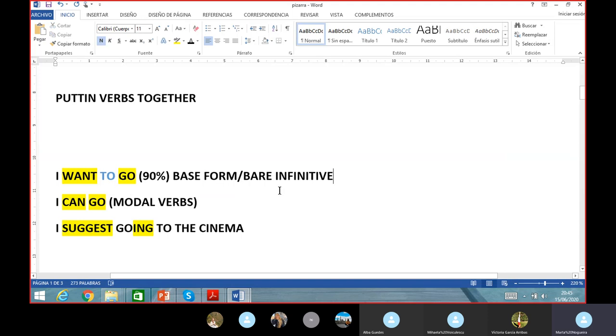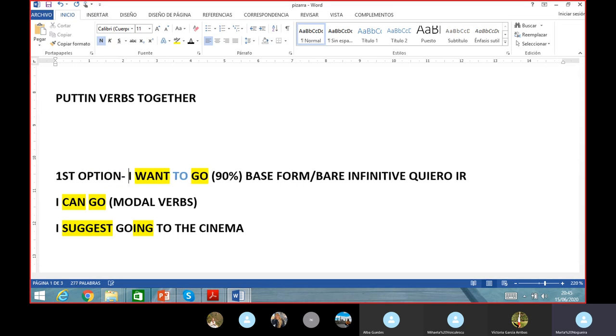I want to go, quiero ir, en español. Lo que hago es que conjugo el primer verbo y pongo el infinitivo. Los estoy poniendo juntos y se conjuga este. En inglés lo normal, al igual que en español, es poner un verbo, luego pongo el to y luego pongo el otro verbo, ¿ok? There are cases, ¿ok? This is one option, our first option.